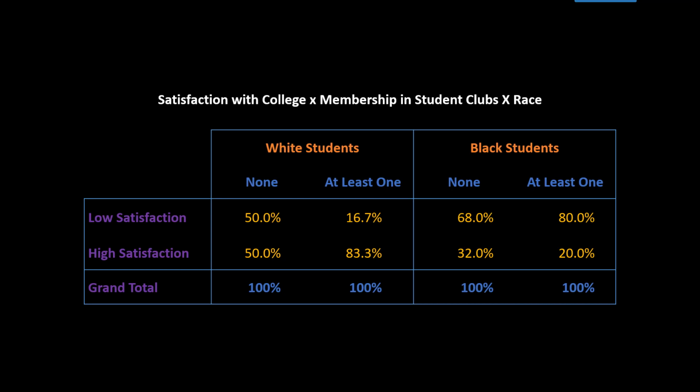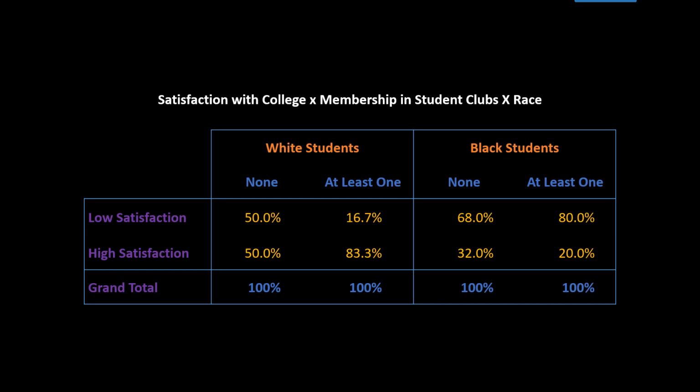How about race? Is the relationship we saw in the bivariate table sustained if we add race to the model? Again, take a look at this table. What do you see? For white students, the bivariate relationship we saw early on is maintained. Being in a club is associated with higher levels of satisfaction for white students, but not for black students. In fact, being in a club led to less satisfaction among blacks.